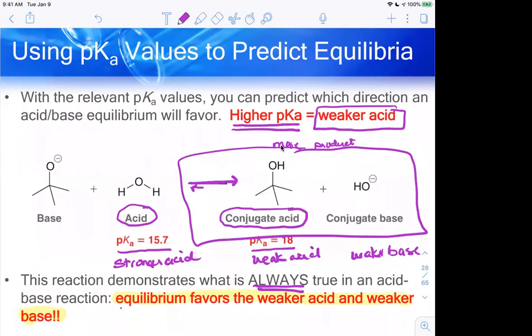So this would favor the fact that if I wanted to react this base with this acid, I'd actually get the products. If I had the reverse situation and the reactants were favored, because that would be the weaker acid-base side, what that tells me is that my forward reaction doesn't actually occur. So I can't use those conditions in order to do that reaction. I'd have to find a different way.